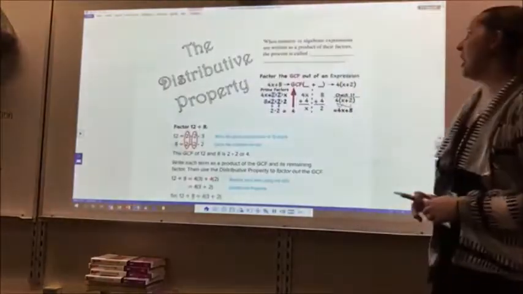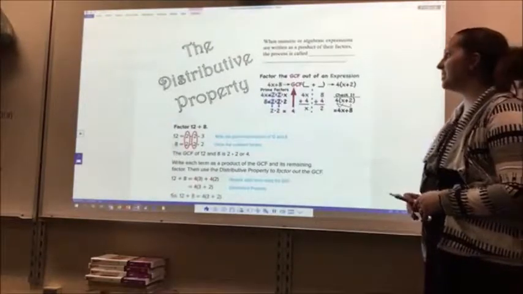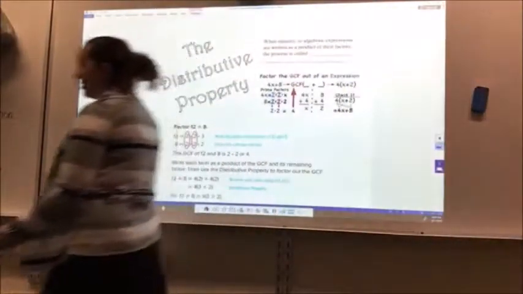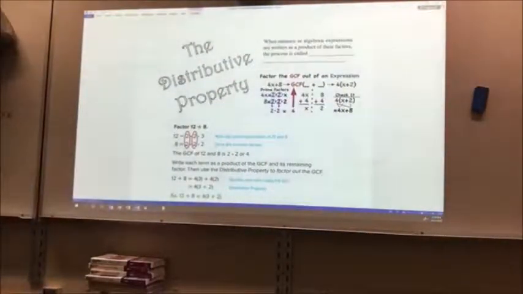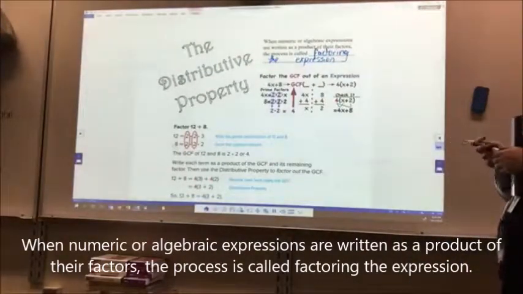When numeric or algebraic expressions are written as a product of their factors, the process is called blank, blank, blank. In those 3 blanks, you want to write the following. Numeric or algebraic expressions are written as a product of their factors. The process is called factoring the expression.